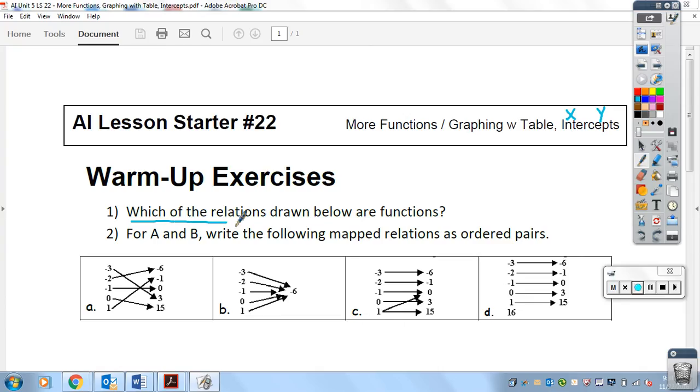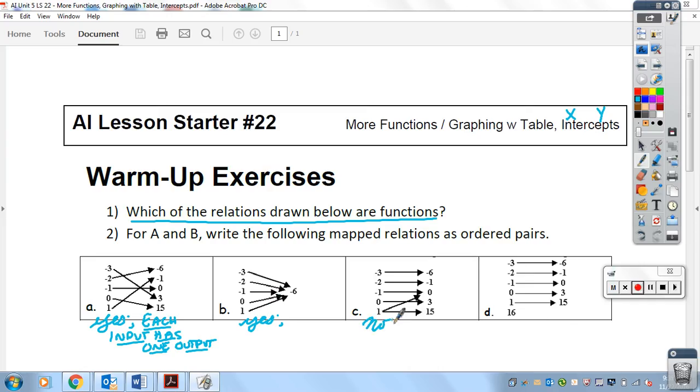Question number 1 says, which of the following relations are functions? So let's determine which of them are functions. Is A a function? Well, this has one output, that has one output, that has one. Each one of these has one output. So I would say yes, and the reason why is each input has one output. Let's look at B. Is B a function? That has one, that has one. But even though it doesn't look like it because they're all going to the same guy, the answer is yes. Again, each input has one output. They all have one.